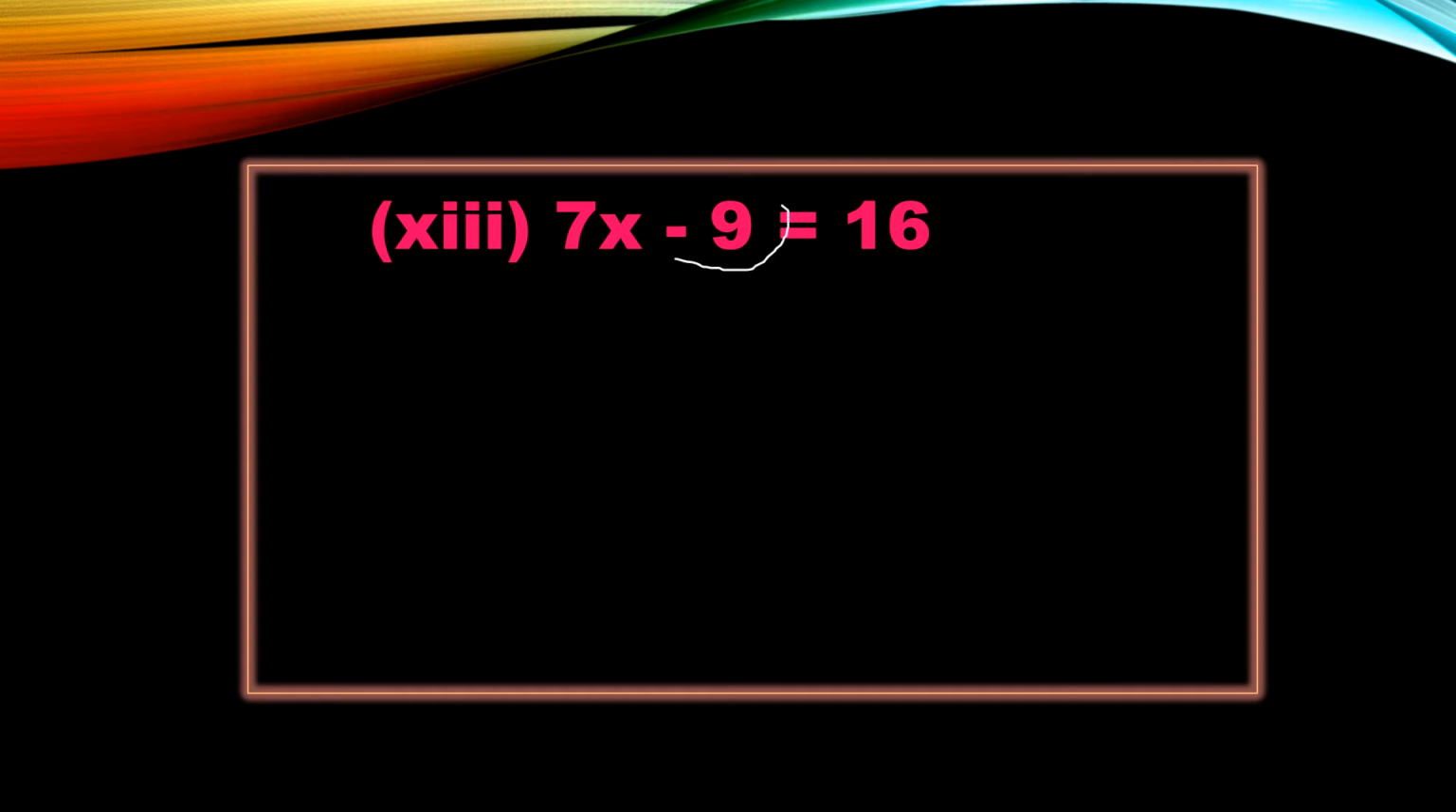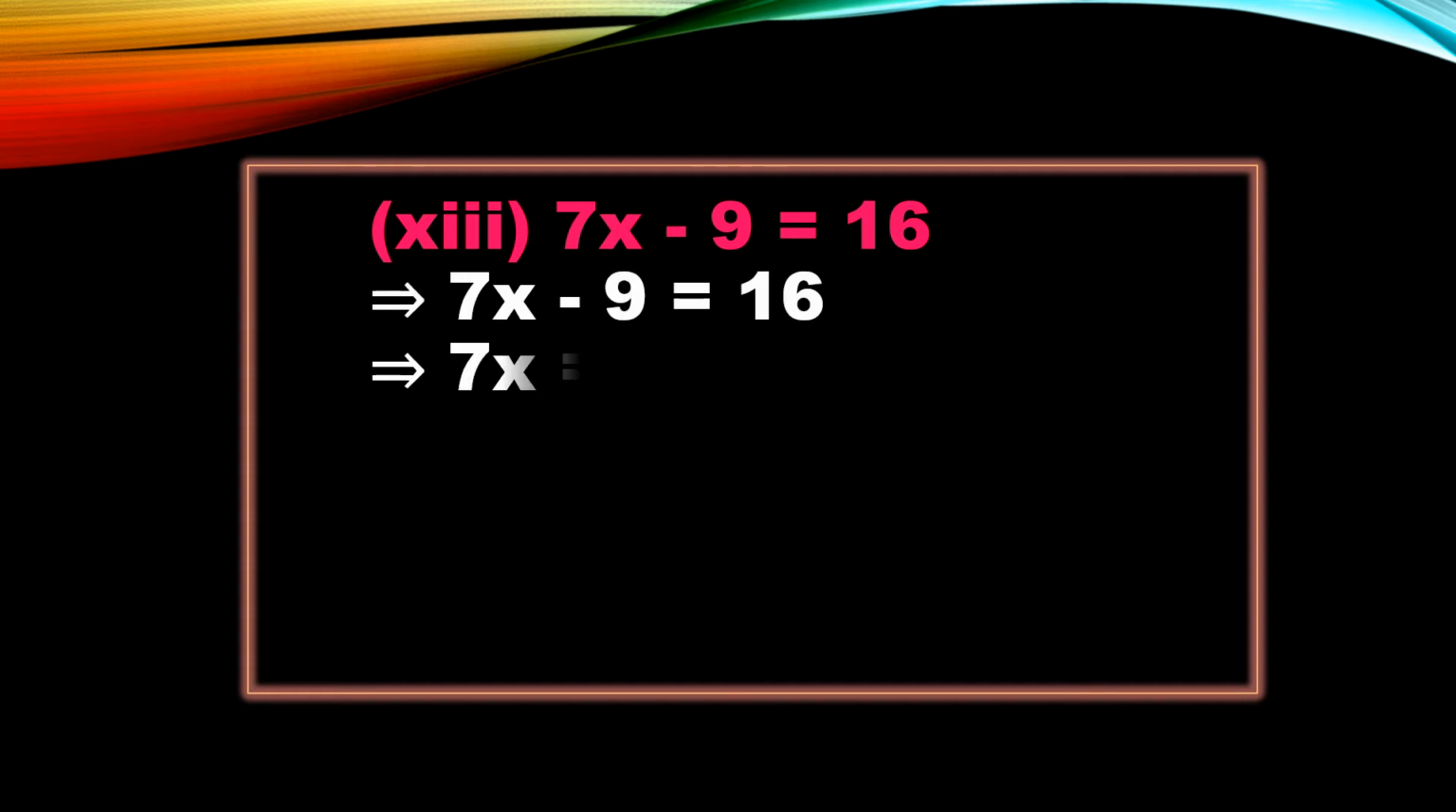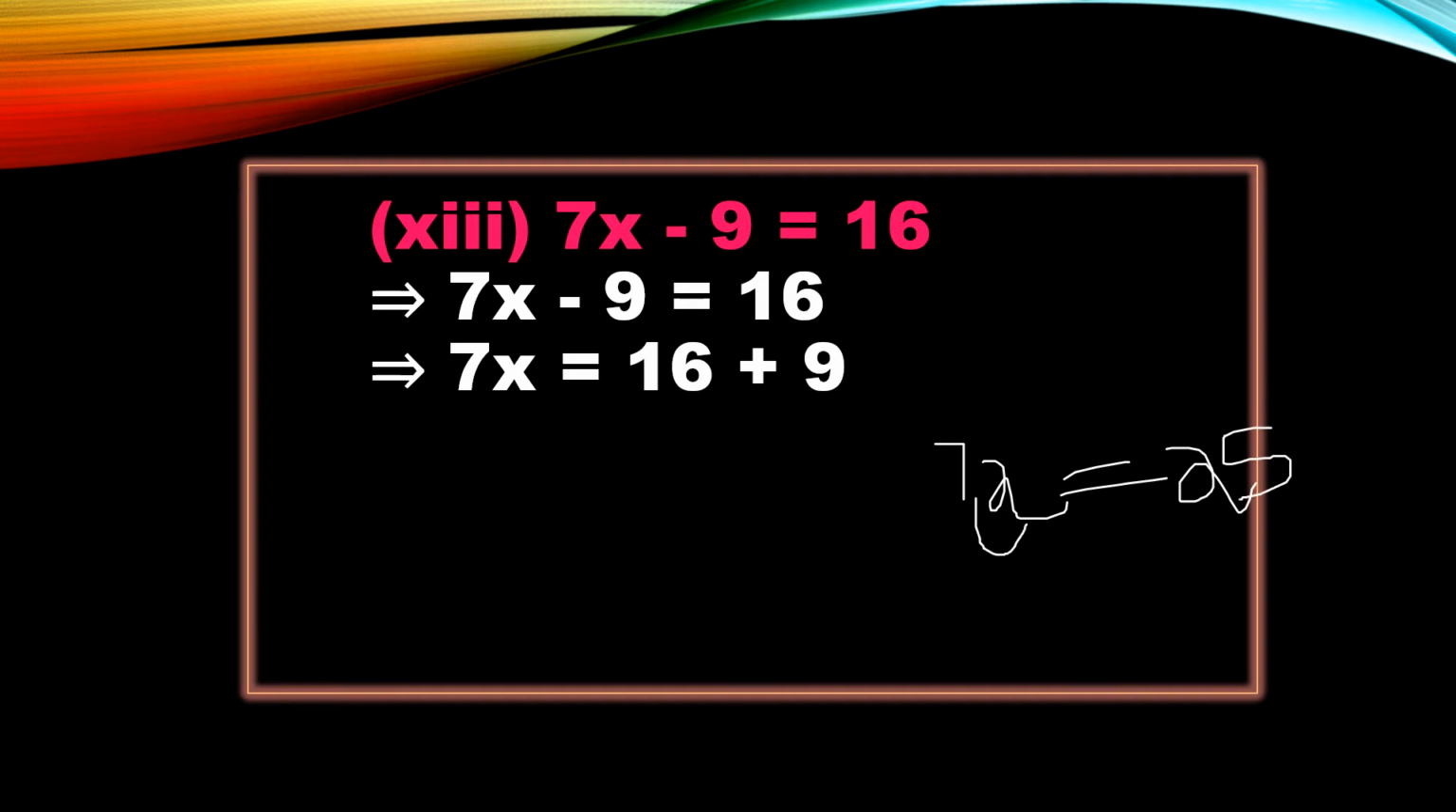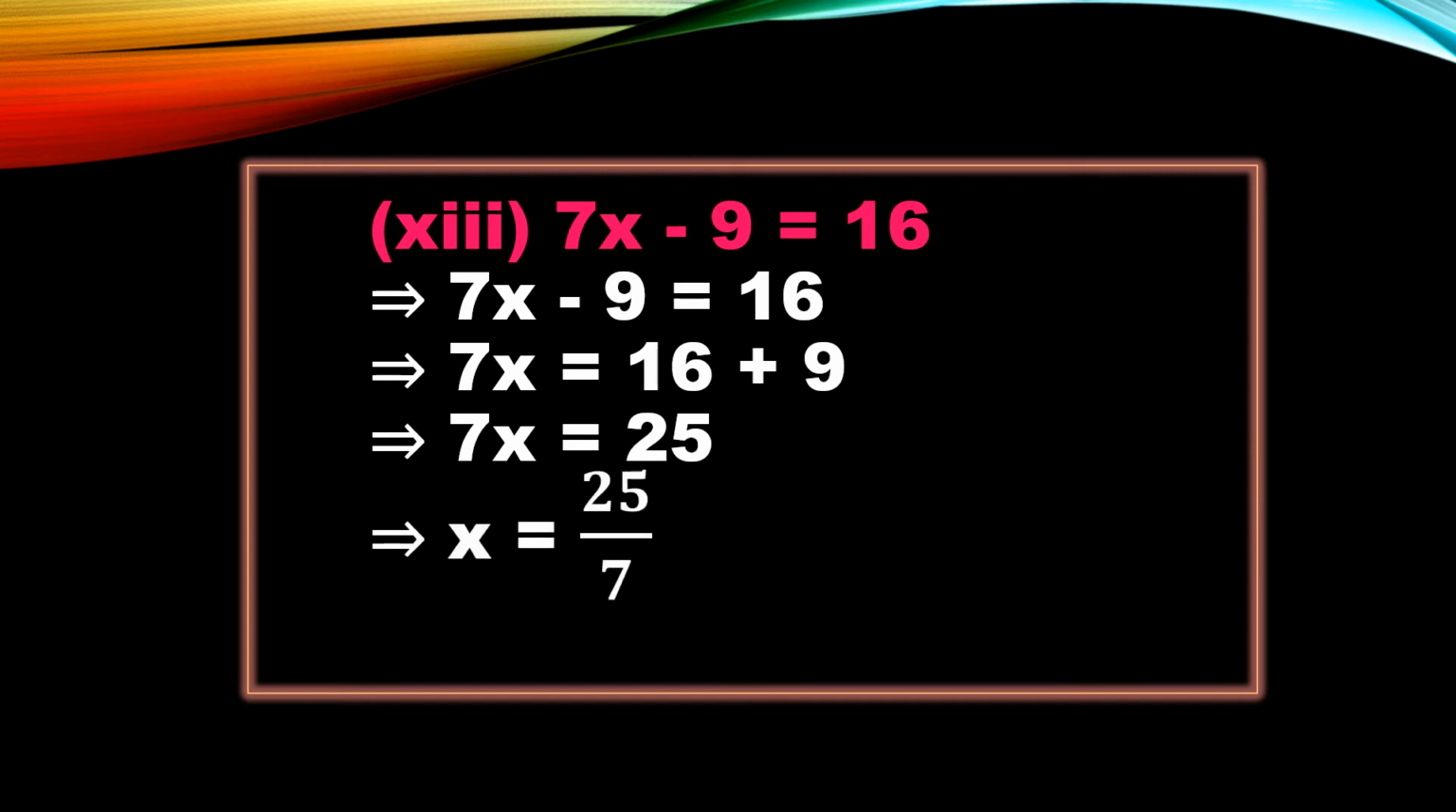Here minus 9 we should send first, right? So minus 9 when it goes there becomes plus 9. 16 plus 9 is 25. So 7x equals 25. Now here 7 is multiplying with x, so when it goes there, it becomes division. So it will be 25 by 7. So your x value is 25 by 7. Okay, so let us go to the next problem.